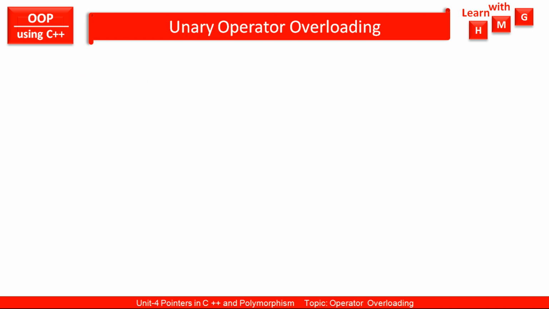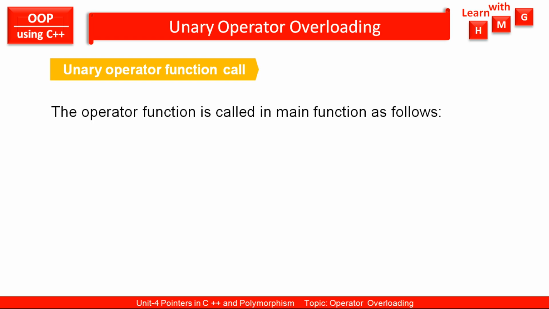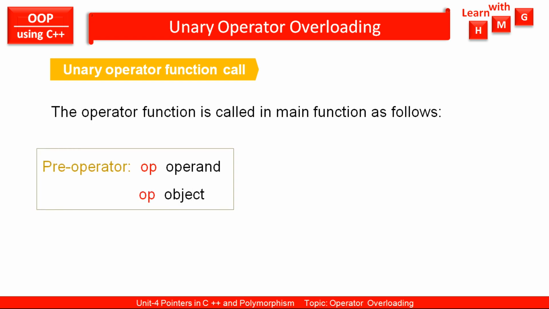Now let us understand how to call such a type of operator function. In the main function, we will call this operator function as follows. The unary operators, that is, increment and decrement, are used in two ways, that is, pre and post. So first of all, let us understand the pre operator function, that is, how to call the pre mode function. First of all, you have to write the op, that is, the operator symbol, and then the operand. Now in this case, our operand is nothing but the object.